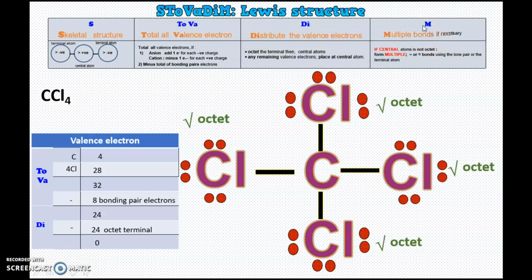Step 4 is M, which refer to multiple bonds if necessary. If the central atom has not octet yet, move the lone pair of the terminal atom so that the lone pair is shared between the central and the terminal atom to form multiple bond. But for this example, carbon is already achieved octet configuration, so this structure does not involve the formation of multiple bond. Now, we have the correct Lewis structure of CCl4.